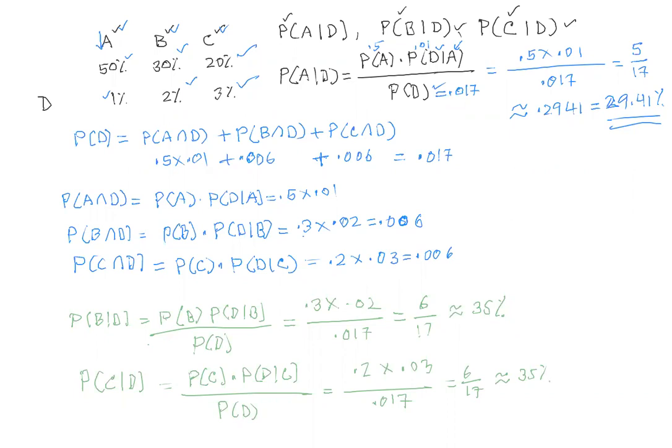So given these numbers, the probability that A made it is about 29%. Probability that B made the defective product is 35%. And similarly, probability that C made the defective product is 35%. So as a rational quality control manager, you'd probably think maybe either B or C has made the defective product, because the probability of A making it is smaller than the other two combined, way smaller. Okay, so that's what it is.